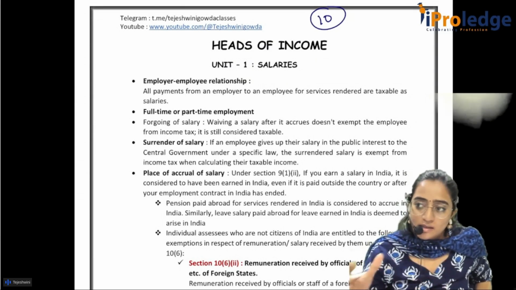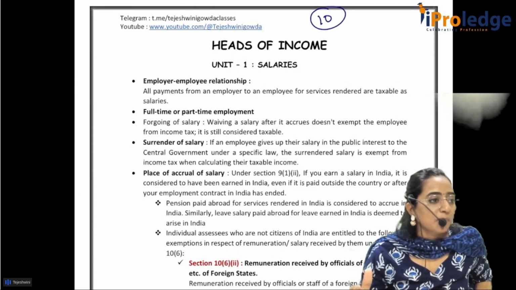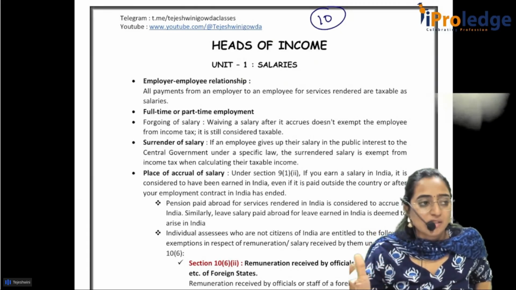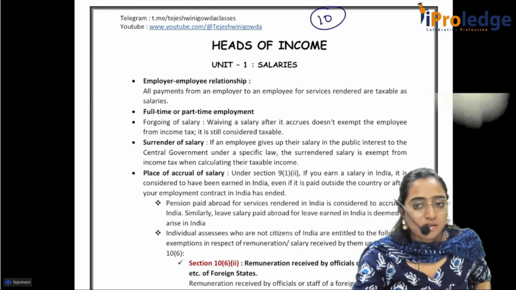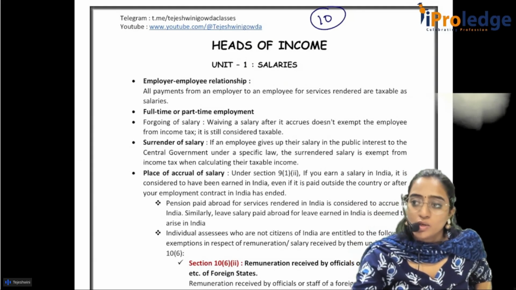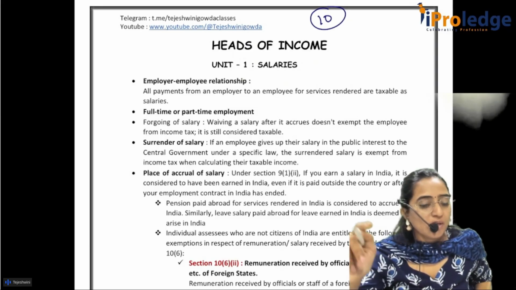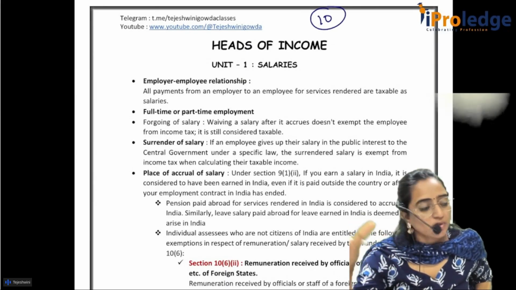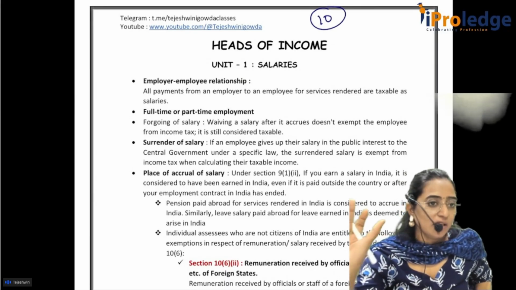If I'm taking some business on a contract basis, that is consultancy or technical income, that's not salaried income. Salaried income will be taxable under the head income from salary only if an employer-employee relationship exists. If it doesn't exist, then you can't tax it under this head, you have to tax it under some other head. We will see that later.